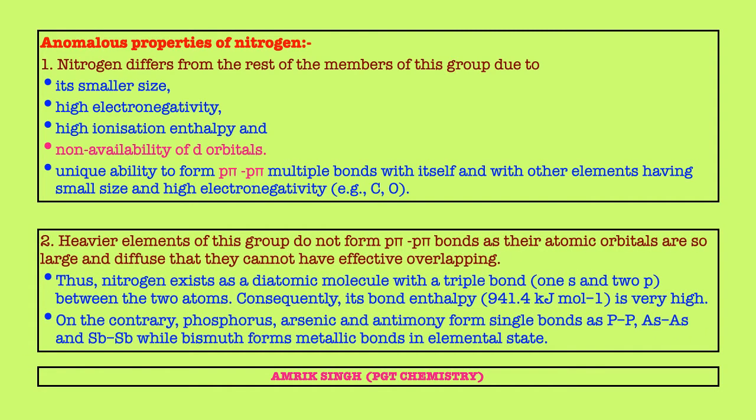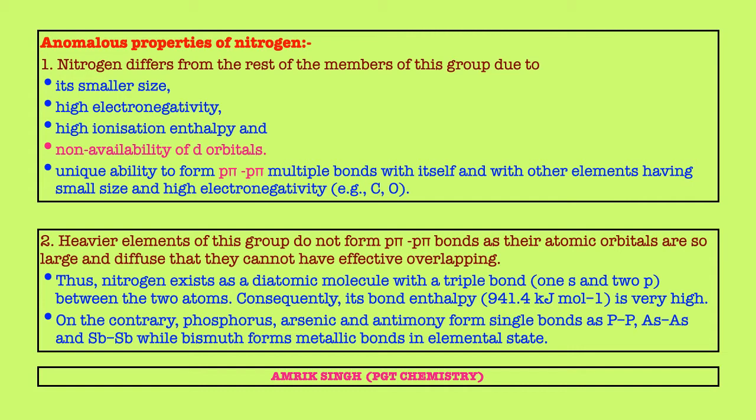Now, heavier elements of this group do not form p-pi bond as their atomic orbitals are so large and diffuse that they can't have effective overlapping. Thus, nitrogen exists as a diatomic molecule with a triple bond, one sigma and two pi, between two atoms. Consequently, its bond enthalpy is very high. On the contrary, phosphorus, arsenic, antimony form single bonds P-P, As-As, and Sb-Sb, while bismuth forms metallic bond in elemental state because bismuth is a metal.